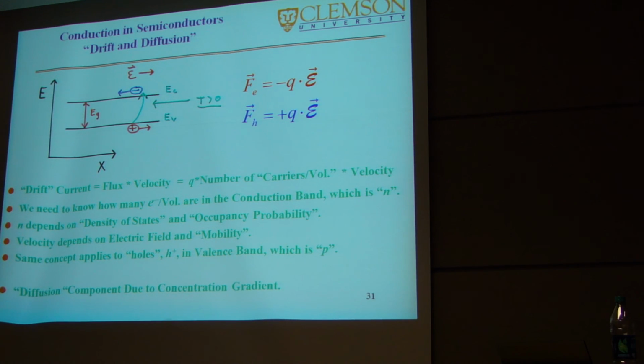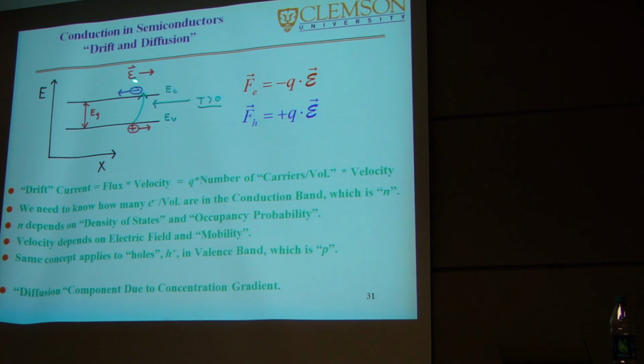But a drift current is just flux times velocity. The flux is the charge times the number of carriers per unit volume. How many electrons per unit volume I have, and the charge on each of those. And you multiply that by velocity. So I need to know how many electrons per unit volume I have up here in the first place, and we call that n. How many of them are there? Well, q times n times the velocity will give me that current density, current per unit area.